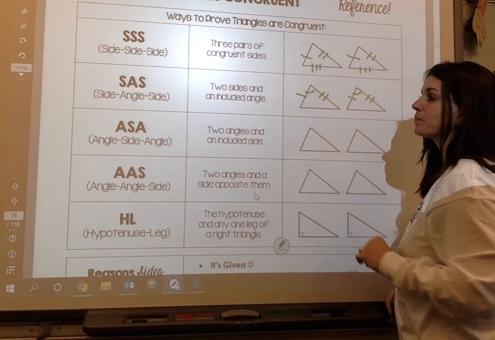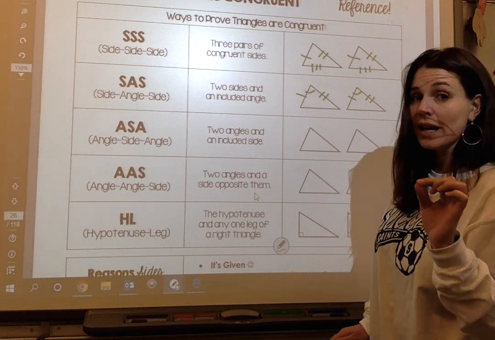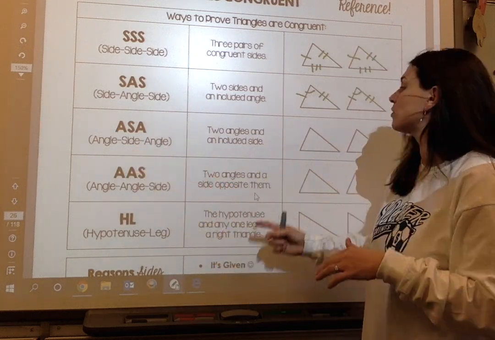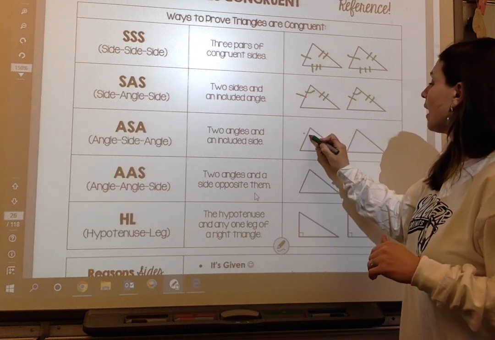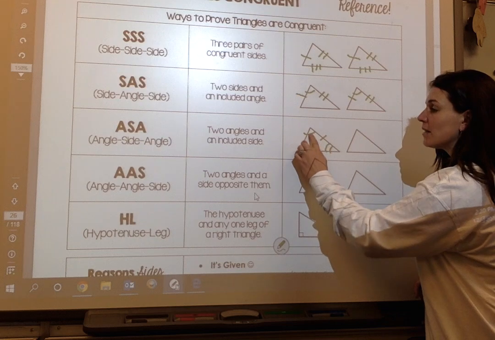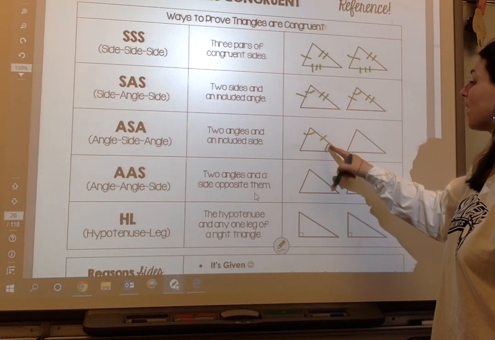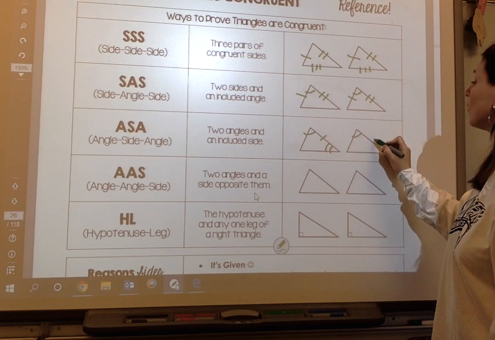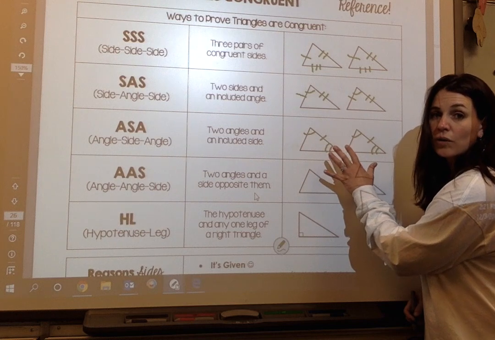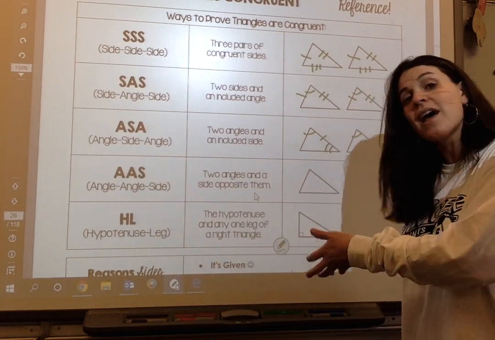We also have ASA, which is angle side angle. So on this one, my side is included between the angles. So here's what that looks like. Angle, side, angle. Notice that side is in between these 2 angles. So if this angle, side, and angle is congruent to this angle, side, and angle, then I can say these 2 triangles are congruent.